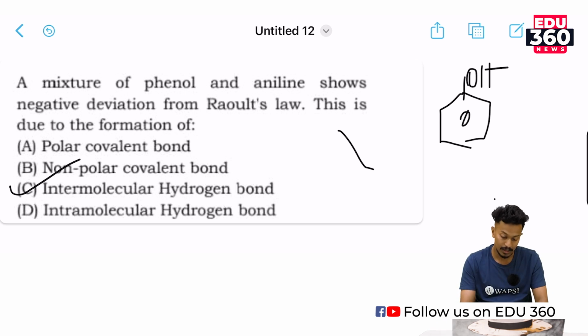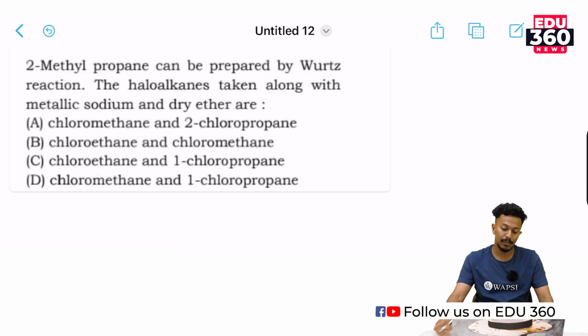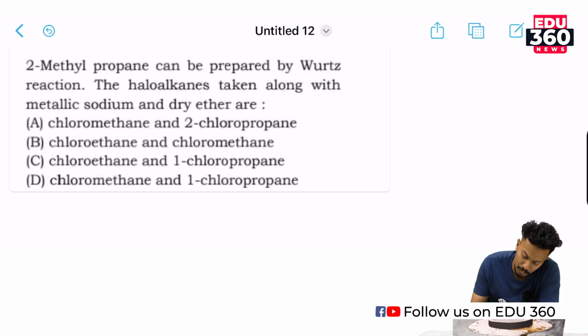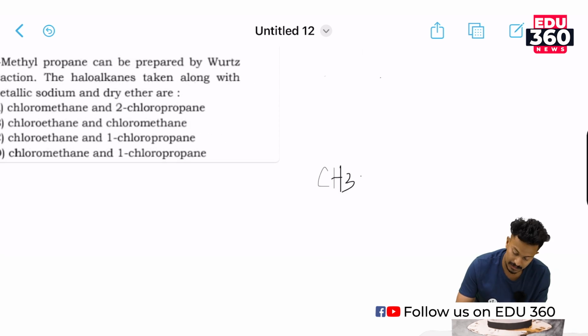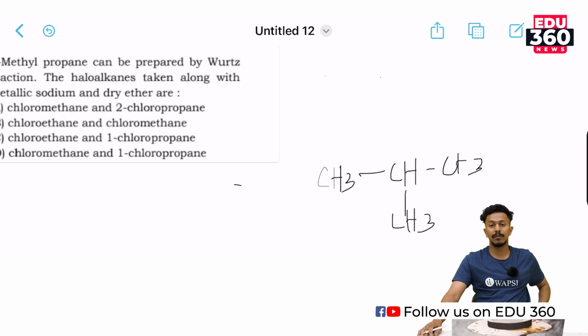Okay. Our next question is, 2-methyl propane can be prepared by Wurtz reaction. The haloalkanes are taken along with metallic sodium and dry ether. Okay, this is our question. 2-methyl propane. What do we mean by 2-methyl propane? CH3, CH3. Okay, this is our 2-methyl propane.